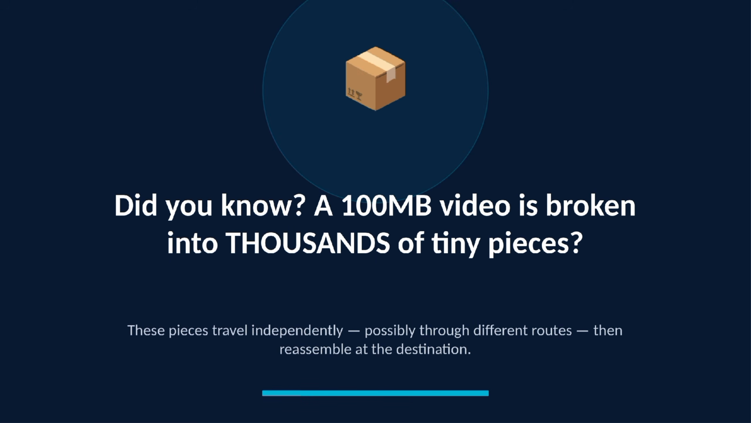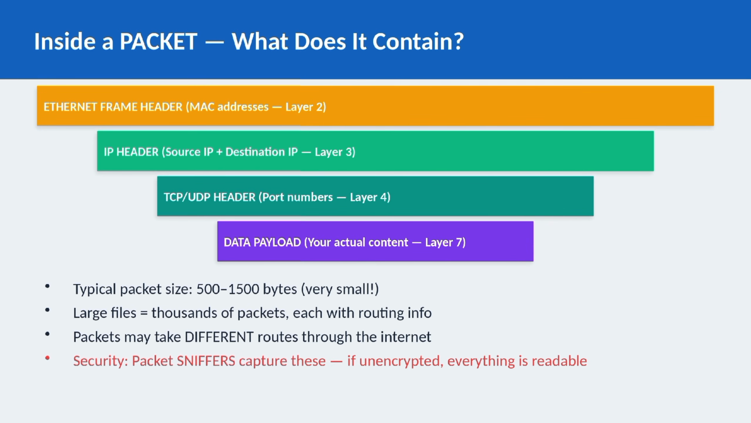How data travels: packets. Here's something I find genuinely fascinating. When you send a large file over the internet, let's say a 100 megabyte video, it doesn't travel as one giant chunk. It gets chopped up into tiny pieces. These tiny pieces are called packets. Each packet is a small chunk of data, typically between 500 and 1500 bytes. And here's the cool part.